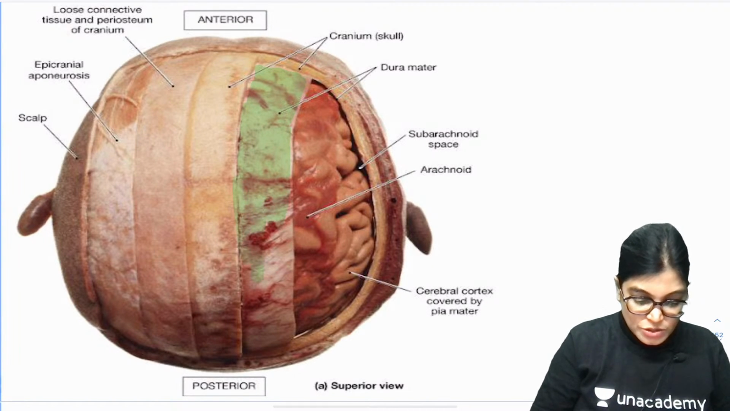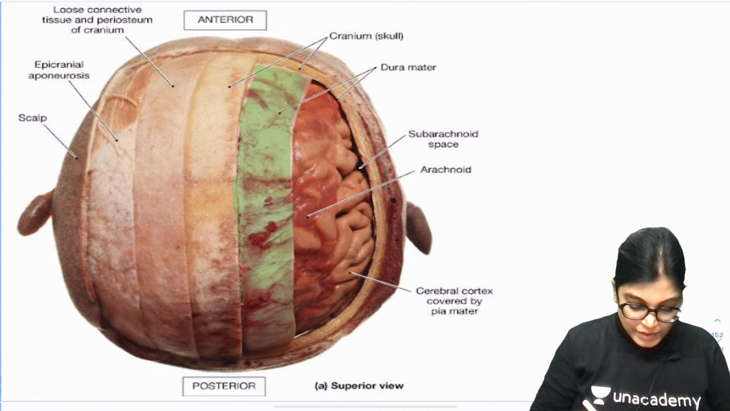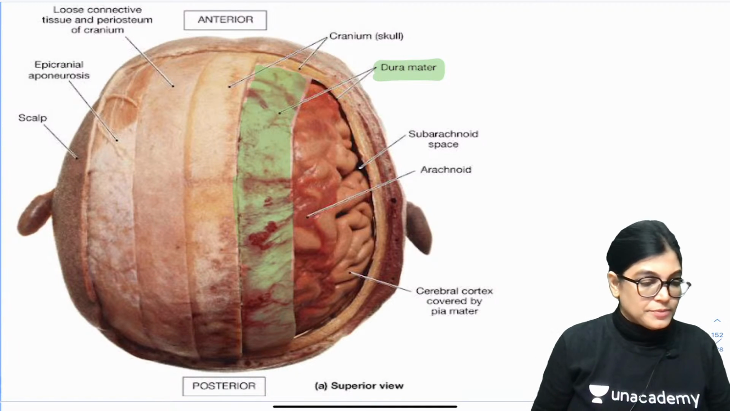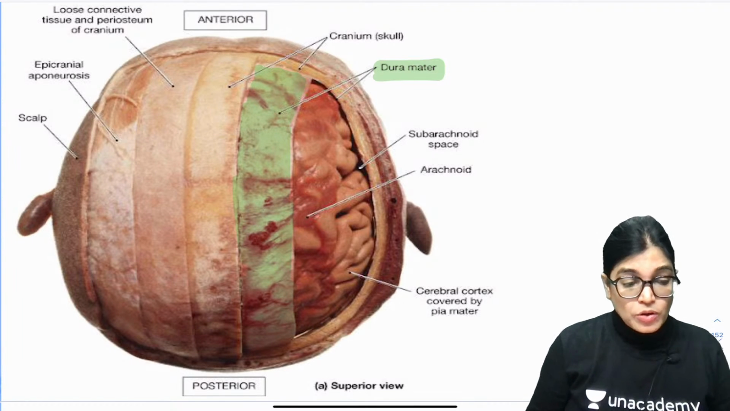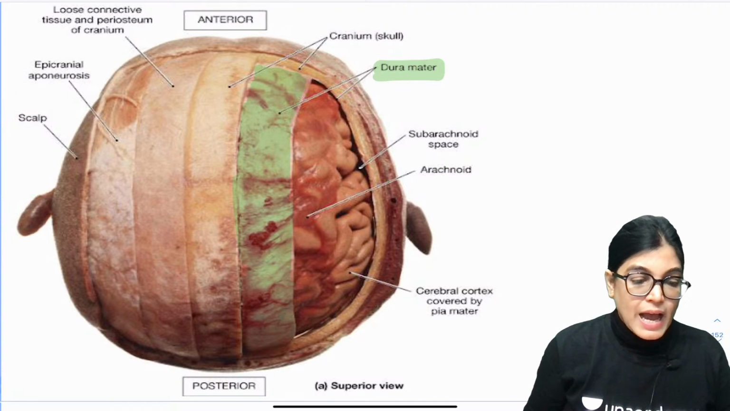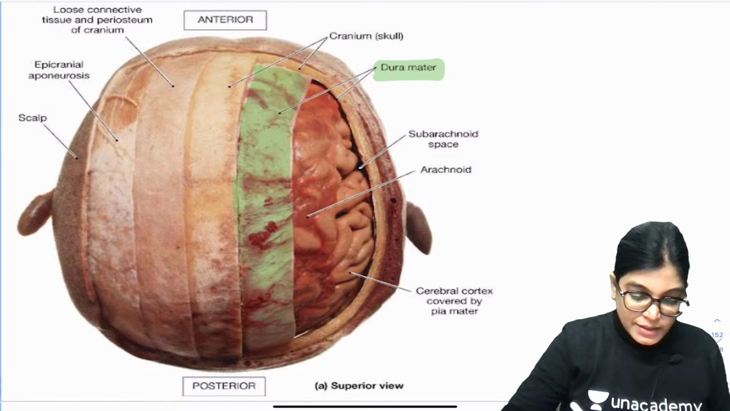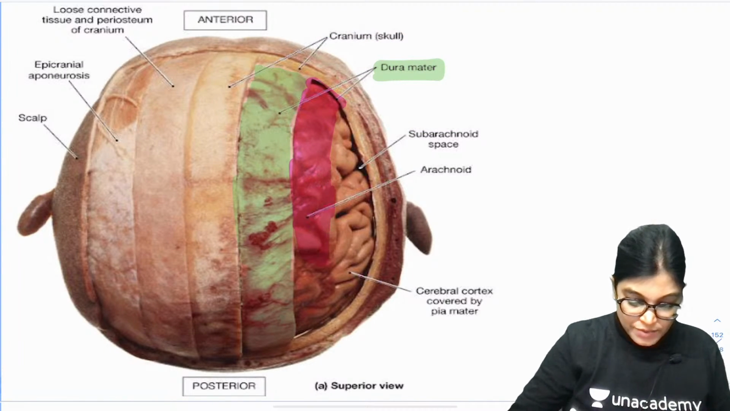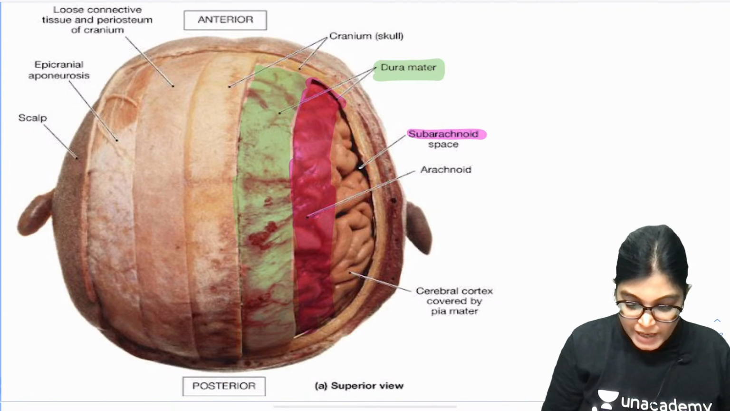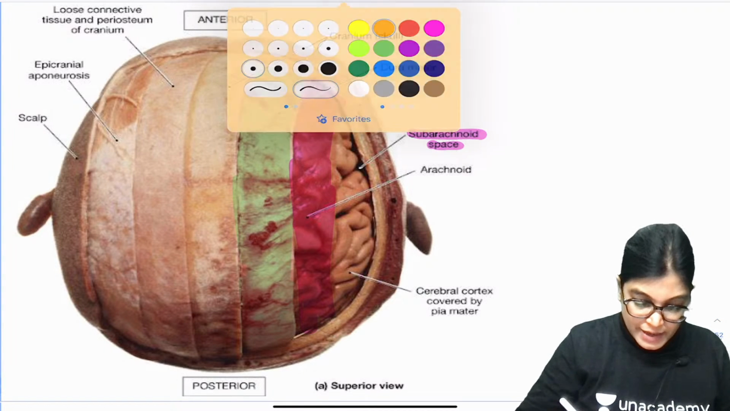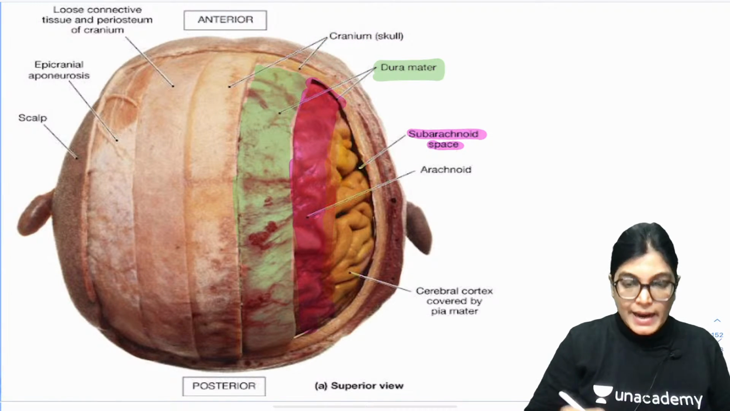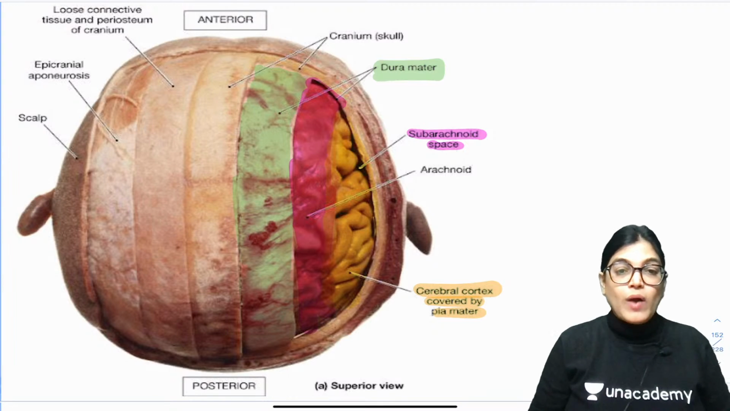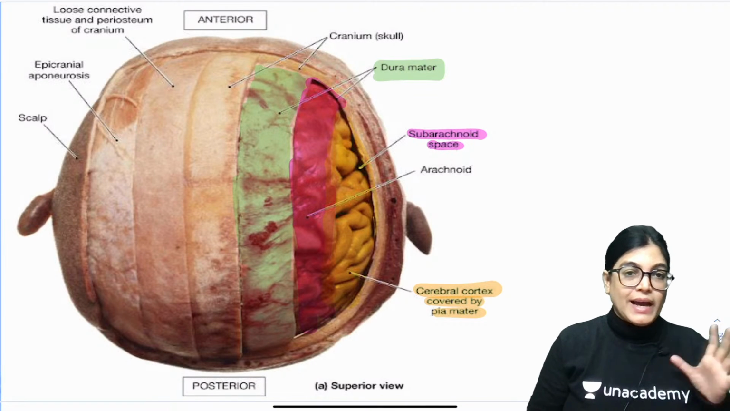The dura mater is tough and inelastic, which gives protection to the brain structures, and this is the outermost covering. Next to it, I am using pink color for the next layer, which is loosely attached over the brain, that is the subarachnoid space. The innermost structure is the pia mater, which is quite adherent. You can see the cerebral cortex covered with the pia mater. This is quite adherent to the brain surface.